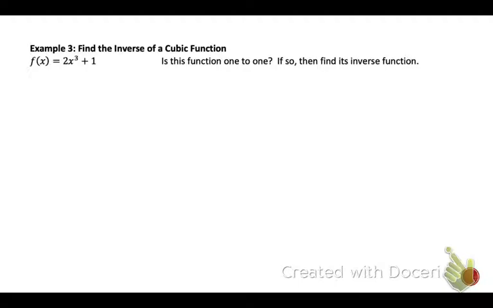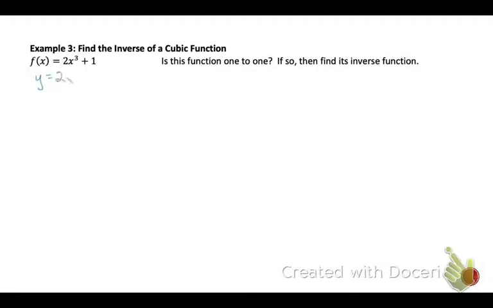So now we're going to find the inverse of a cubic function. First of all, think about a cubic function. Is it 1-to-1? Well, you know that you can graph it, and we graphed one similar in the part 1 notes. And so this is 1-to-1. It will pass the horizontal line test.